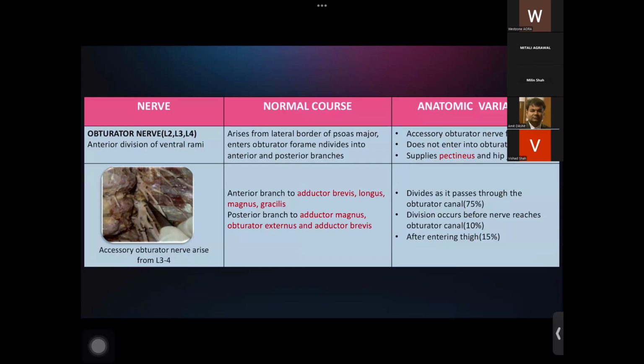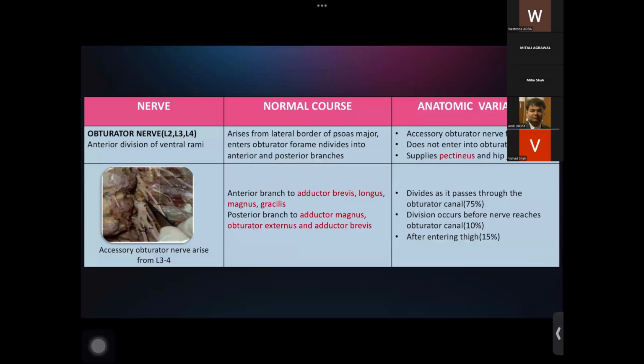Now there is a division of the obturator nerve into anterior and posterior divisions. So this division can have some anatomic variation. It can divide into the obturator canal as it passes through it. It can divide before it reaches the obturator canal in 10% of cases. It can divide quite distally after entering the thigh in 15% of cases.